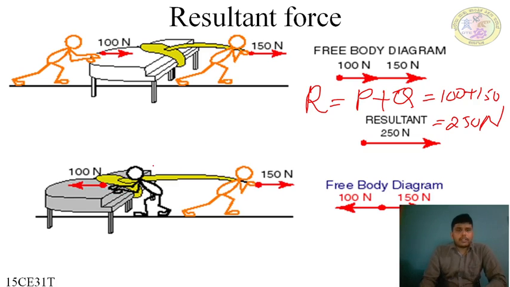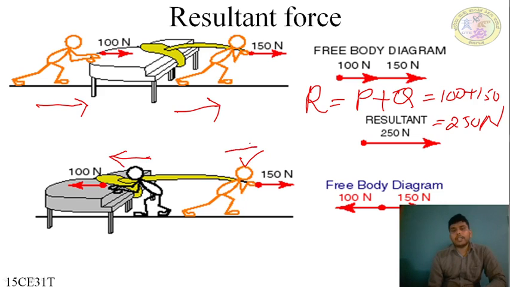Next, same illustration problem. The person over here is pushing the table with 100 Newton, and the person over here is pulling the table with 150 Newton. In the case above, both directions of the force were towards the right side. Now the force of this person pushing the table is in this direction, and the other person is in this direction, the opposite side of forces. The free body diagram will be 100 Newton in the left side direction and 150 Newton in the other direction.